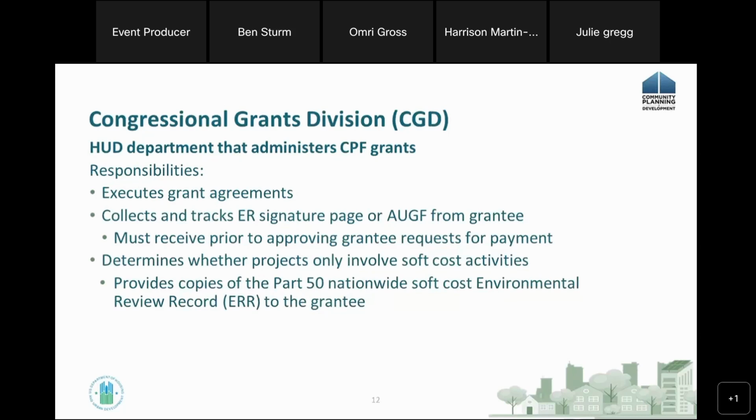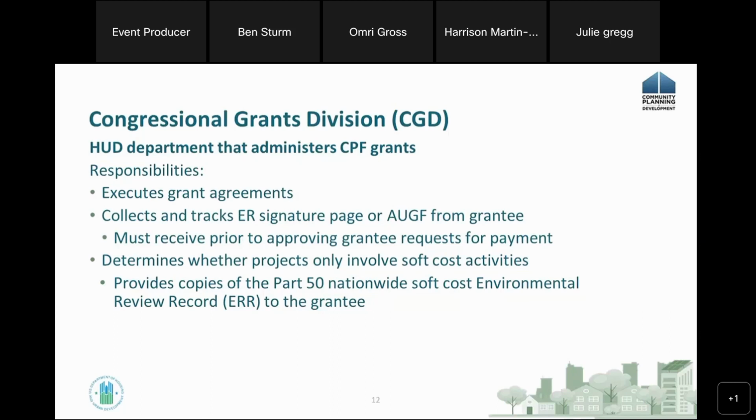Okay, and finally, as far as our roles, we have the Congressional Grants Division, which is the HUD department that administers and manages the CPF program. Congressional Grants Division grant officers are responsible for collecting project information from the grantee, executing grant agreements, collecting and tracking the environmental review signature page or the authorization to use grant funds when necessary.